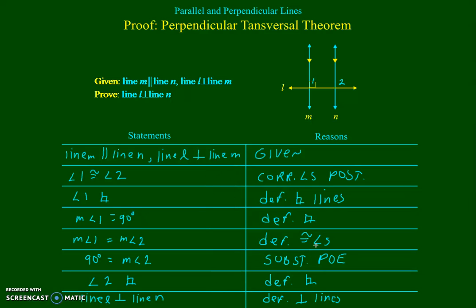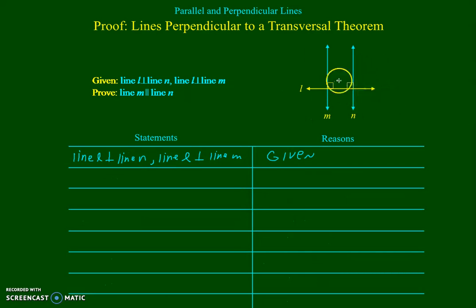Okay, so now let's move on to the last of our perpendicular line theorem proofs, the lines perpendicular to a transversal theorem. Here we have a picture with the lines perpendicular to a transversal theorem and a given statement that says line L is perpendicular to line N, and line L is perpendicular to line M. So this is perpendicular to this, and this is perpendicular to this. And they show that these are right angles.